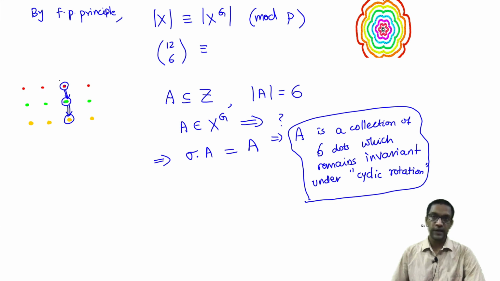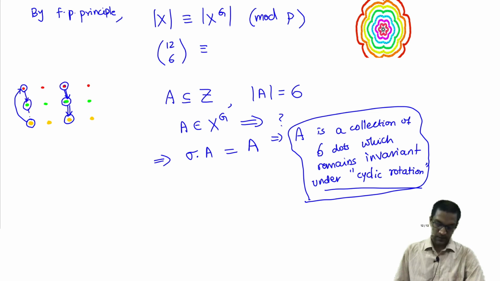So we have figured out 3 elements. Now A has 6 elements. Let's assume some other element belongs to A. Let's say this dot was in A. By the same reasoning, if I apply sigma to that yellow dot, it will become the red dot. Which means, since the yellow dot is in A and A is invariant under the cyclic rotation, this red dot must also be in A, and by the same token the green dot must also be in A. So as soon as any dot in any column is in A, every other dot in that column is also automatically in A.